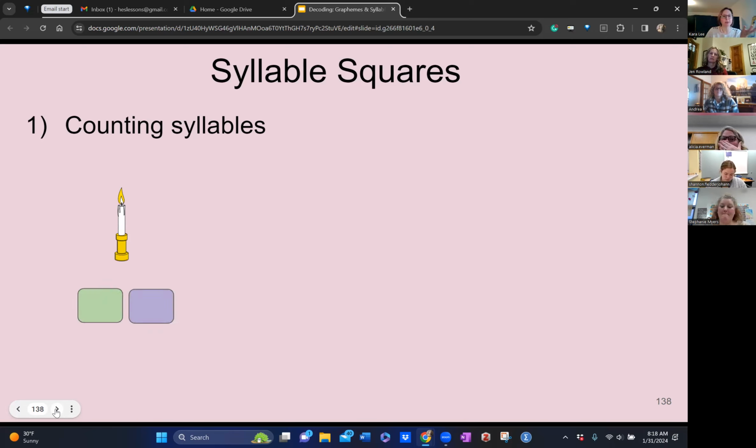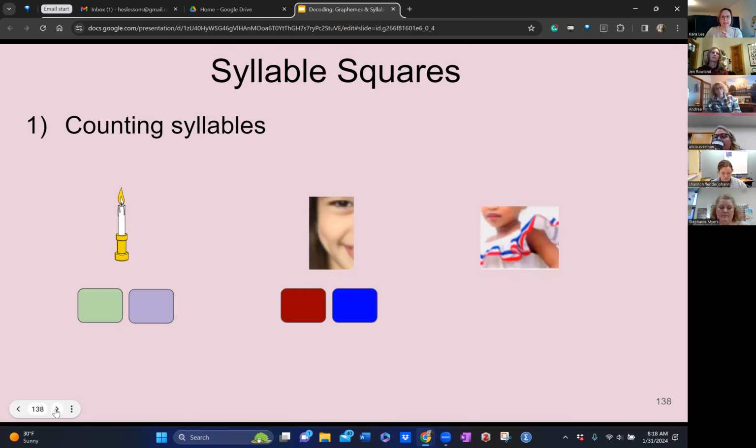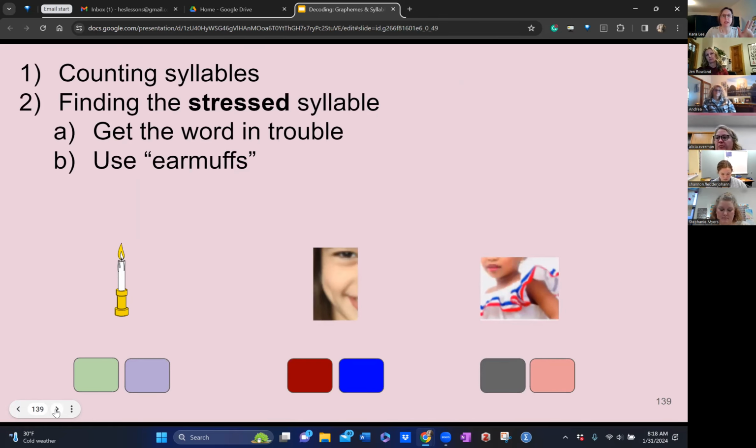Anyway, candle, 2 syllables, right? We can show that with syllable squares. The syllables in candle are can-dle. Dimple, 2, right? Ruffle, 2. Okay, so we should be cool with that.